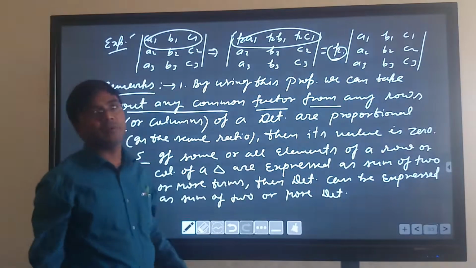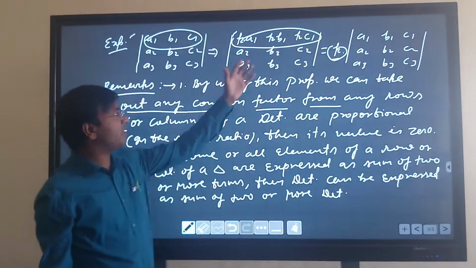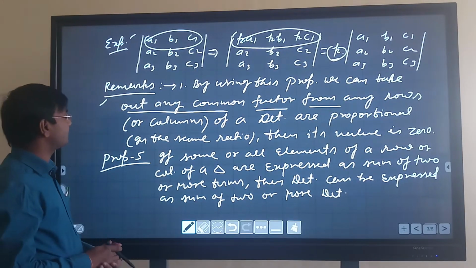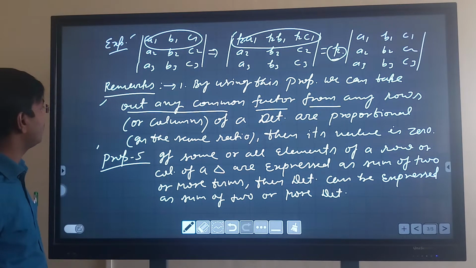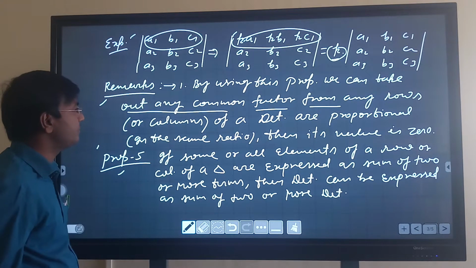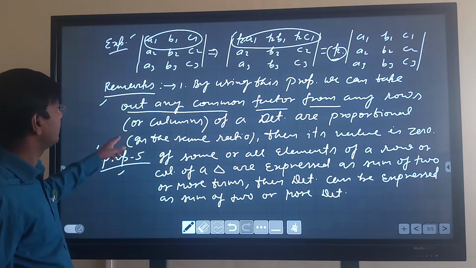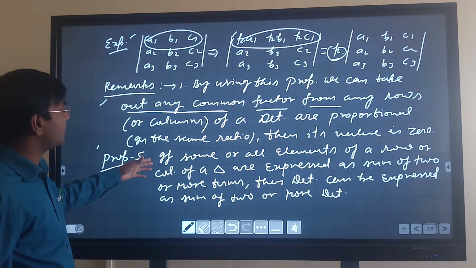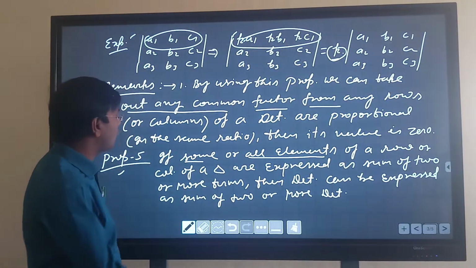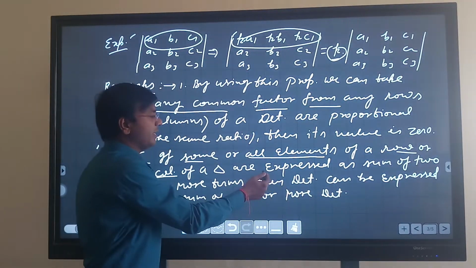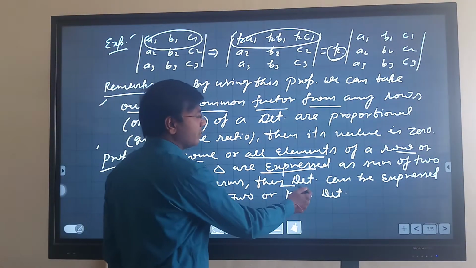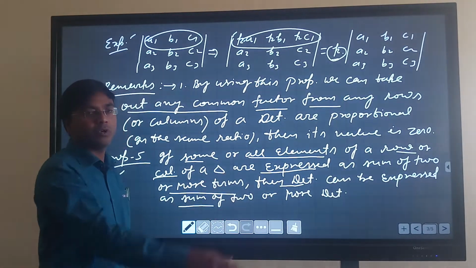It means by using this property we can take any number, any constant common. So this is a very important property in solving the questions, right? So now in the same property number 5, if sum of all elements of a row or column of a determinant are expressed as the sum of 2 or more terms, then the determinant can also be expressed as the sum of 2 or more determinants.